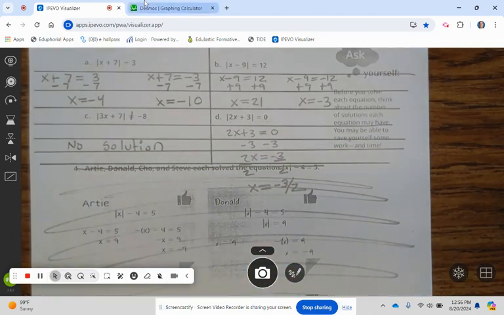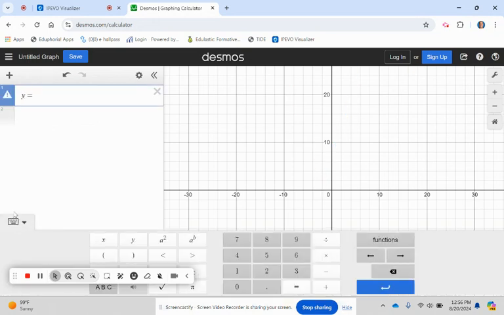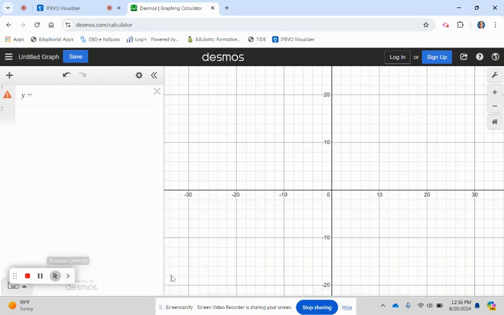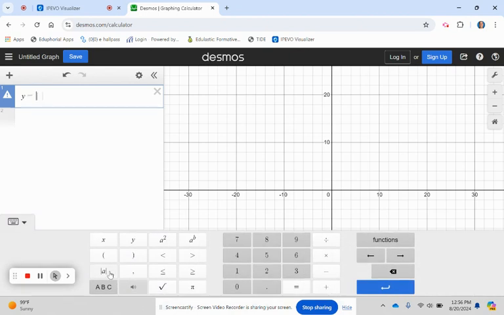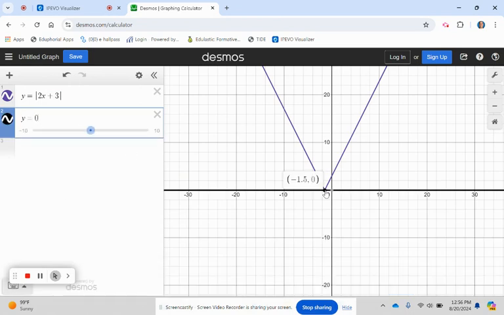All right, let's go and take a look at that on Desmos. So y equals absolute value of 2x plus 3 and y equals 0. We click on the point of intersection, we get negative 1.5, which is the same as negative 3 divided by 2.